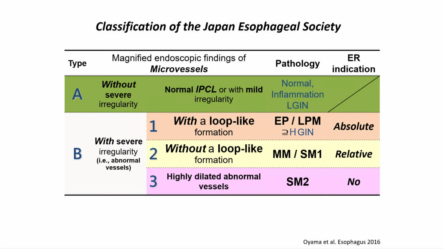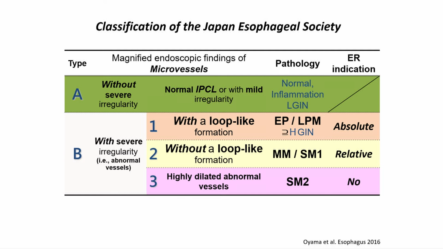The vessels look abnormal. The micro vessels are either normal or mild irregularity, and that is a feature of normal or some inflammation or low grade neoplasia. On the other hand, if you have severe irregularity with a loop-like formation, without a loop-like formation, and highly dilated abnormal vessels, it tells you the depth. Just understand this as a concept. It is regarding vessels only, no surface. In the esophagus there is only IPCL. There is no surface.